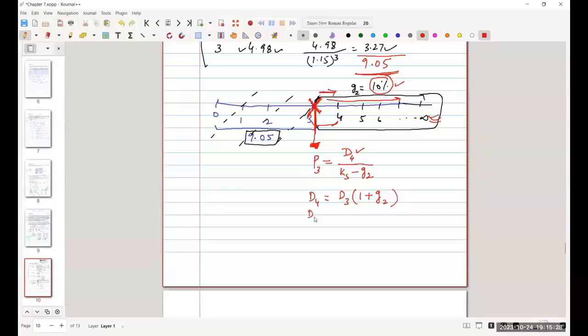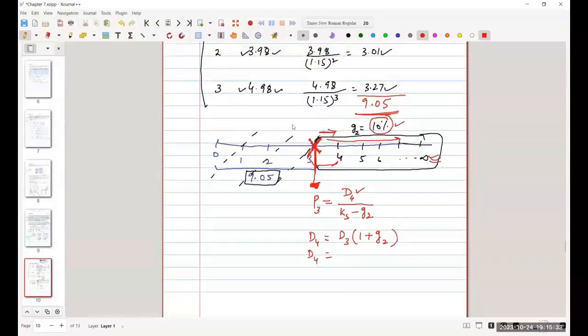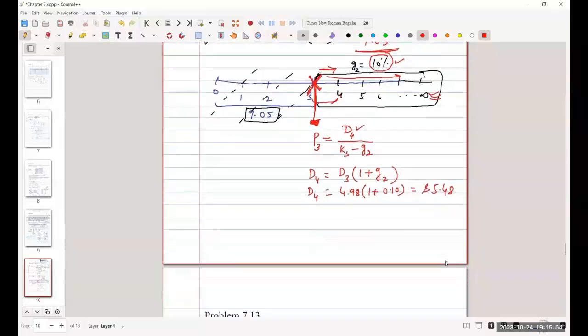The value of D3 I can pick up from my previous table. D3 was 4.98 here, see? So I can say 4.98, and then 1 plus the growth rate for the second part of the timeline. If I do this, then I will get 5.48. So once I've figured out D4, that will allow me to give an estimate of P3.